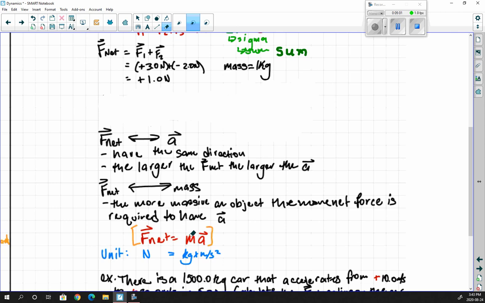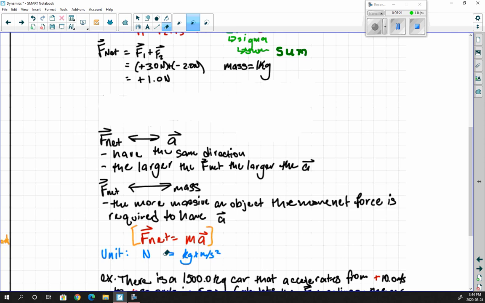Mass is a scalar, and acceleration is a vector here. So look, if you've got a vector on one side of the equation and another vector on the other side of the equation, you've got an equal sign here. The direction here has got to equal the direction there. And that's where this statement comes into play.